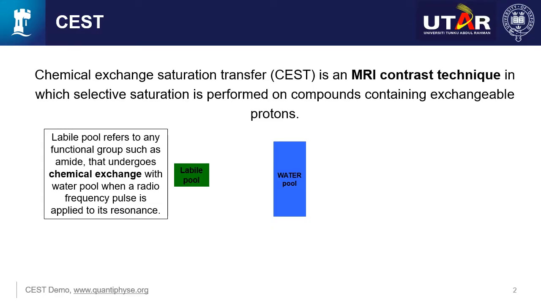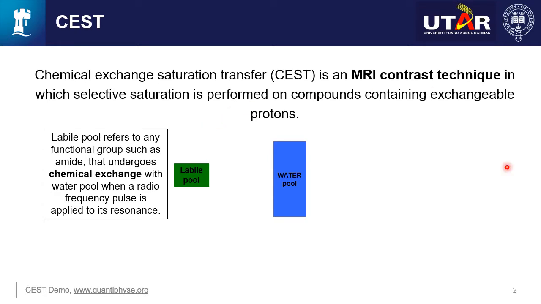First, some introduction on CEST. So, chemical exchange saturation transfer, or CEST, is an MRI contrast technique in which selective saturation is performed on compounds containing exchangeable protons. So basically in tissue, we have an abundance of water represented by the water pool here. And we also have labile pools. So labile pool refers to any functional group such as amide that undergoes chemical exchange with water pool when a radio frequency pulse is applied to its resonance.